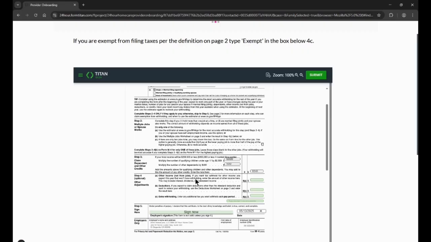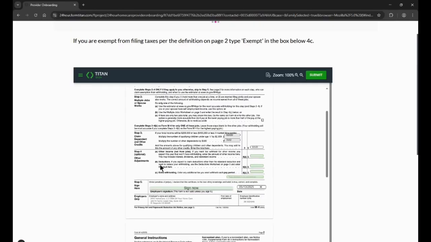For 4A, if you want taxes withheld for other income that you expect this year that doesn't have any withholdings, you will enter that amount here. For 4B, if you expect to claim deductions other than the standard deduction and want to reduce your withholding, scroll through page 3, the deductions worksheet, and enter the results here.